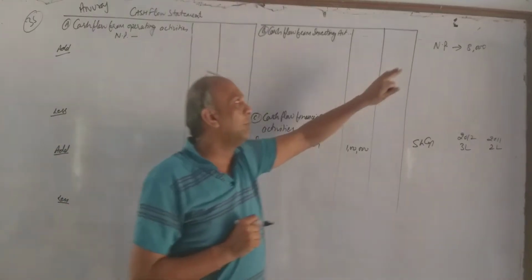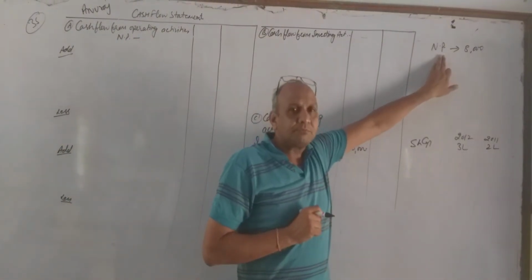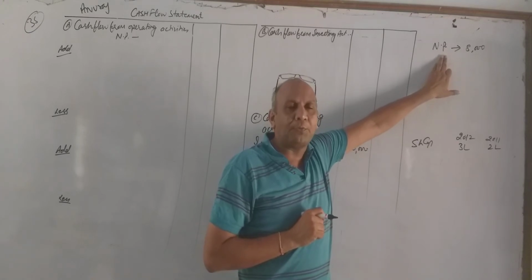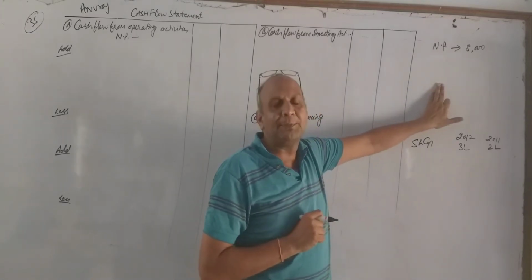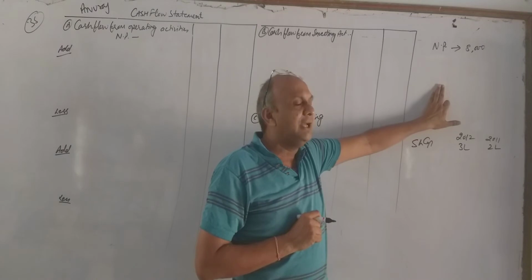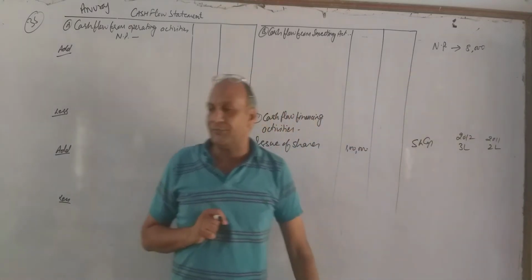Or you can do one more thing. Add closing profit, meaning profit of the current year, less opening profit, meaning profit of the previous year. But it's better to take the difference.